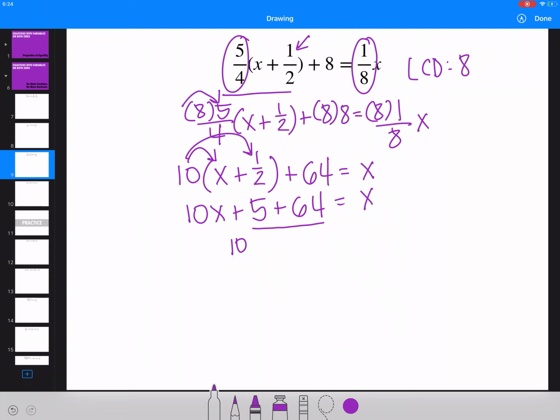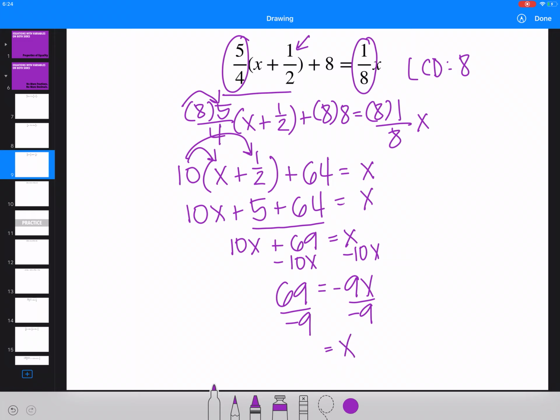So we have 10x plus 69 equals x. Okay. Then we're going to subtract 10x from this side. And I'm left with 69 equals -9x. Divide both sides by -9. And x equals, what is this going to be? Divided by 3. 23 over 3, negative.